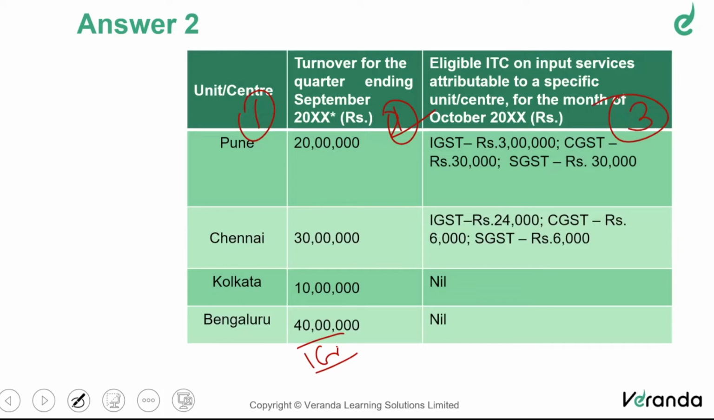So eligible ITC is also given. Eligible ITC relating to a specific unit or center, that is, ITC attributable to one particular unit or one or two units. I think here one particular unit. ITC attributable to a particular branch or unit is given. So Pune directly attributable ITC is given. IGST, C and S are given. Chennai, I, C and S are given. Kolkata and Bengaluru nil. There is no directly attributable ITC.